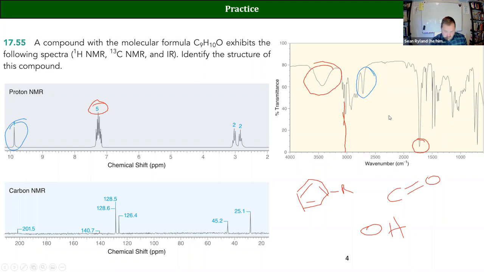So not only do we have a carbonyl, it's an aldehyde. So we have an aldehyde, an alcohol, a singly substituted benzene ring, and a couple of other carbon hydrogens. So without even touching the carbon NMR, that kind of gives us a spot where we might be able to put together a rough idea of what we're looking at here.